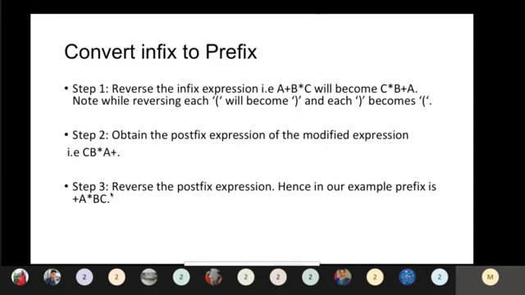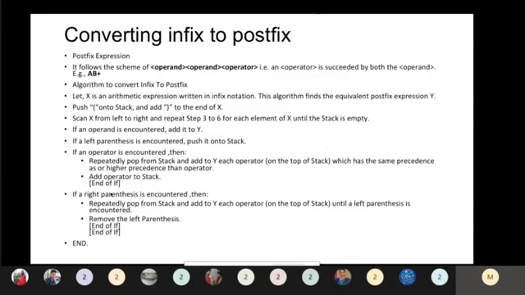Now we'll see in detail how to convert to a postfix expression, how to convert the given expression into the form of postfix. Okay, so this is the algorithm which tells how to convert from infix to postfix. This is very important.